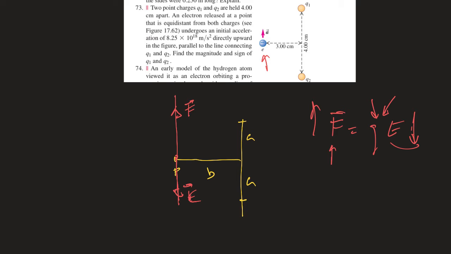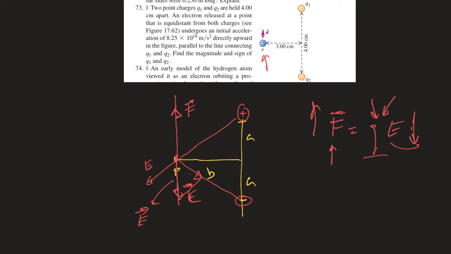So, what charge produces an electrical field like this? Well, if I put a positive charge here, it would produce an electrical field like this. If I put a negative charge here, it will produce an electrical field like this. And the total electrical field will be the sum, this E, the total E. And the force will be Q times E.